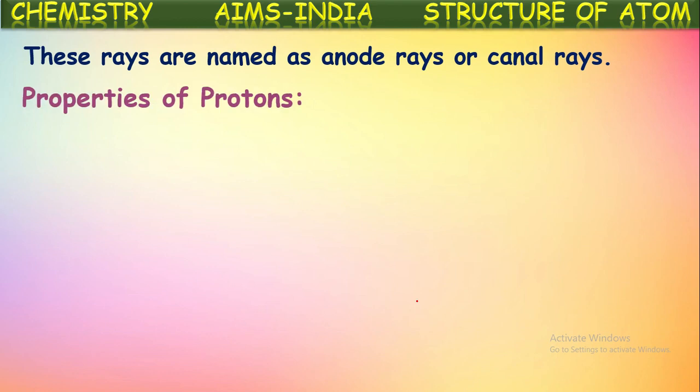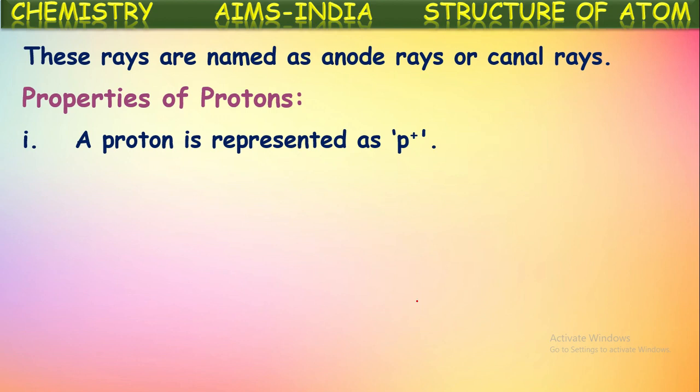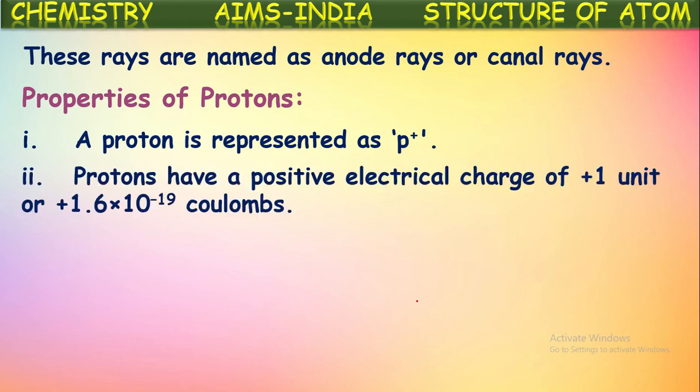So what are the properties of these anode rays or protons? A proton is represented as P plus or P. Protons have a positive electrical charge of 1 unit positive charge, which is equal to 1.602 into 10 to the power of minus 19 coulombs. That is the charge of a proton. If you observe, the charge of the electron and the charge of the proton are numerically equal, but the charge of the electron is negative, whereas the charge of the proton is positive.